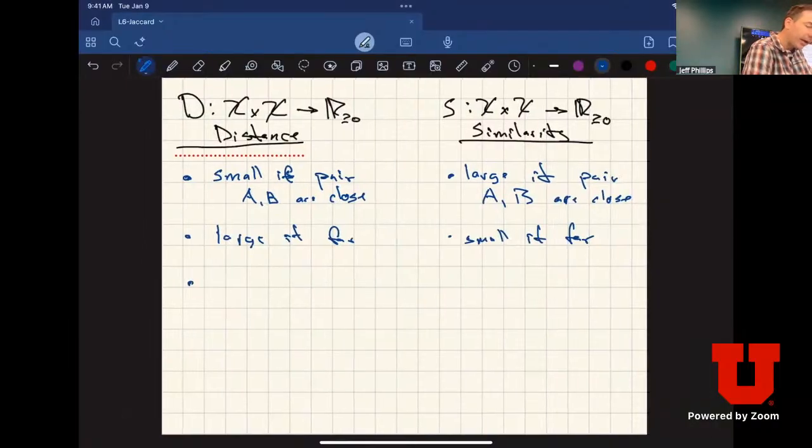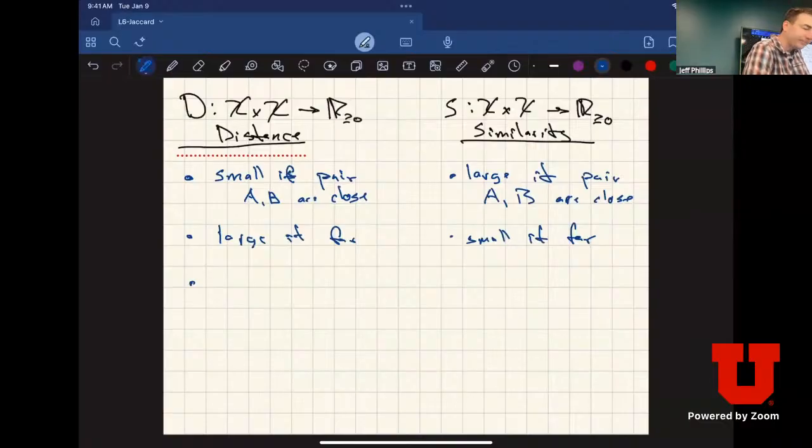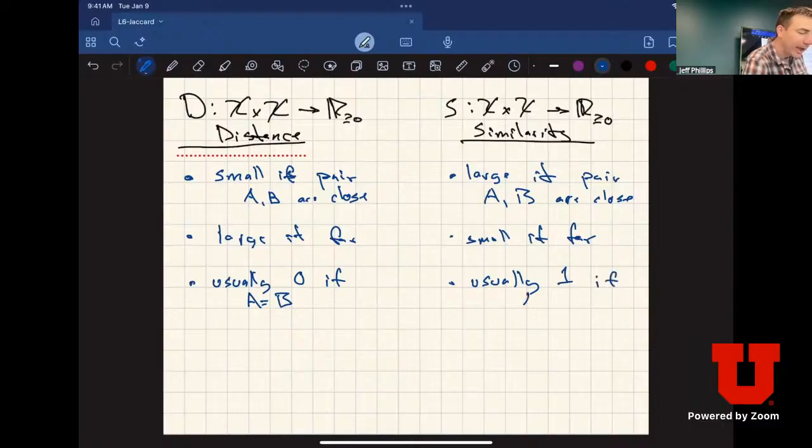So again, with the distance, it's usually 0 if A is equal to B, right? So if it's a metric, it has to satisfy this. And for a similarity, we usually try to set it so that it has a value of 1 if A is equal to B. So we often scale the upper bound of the similarity. If they're exactly similar to each other, similarity would be 1. Whereas the distance, if it's large, can go off to infinity.